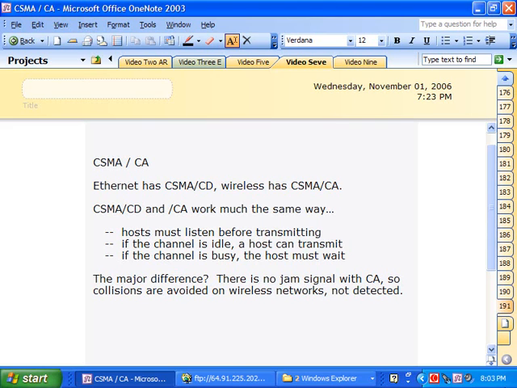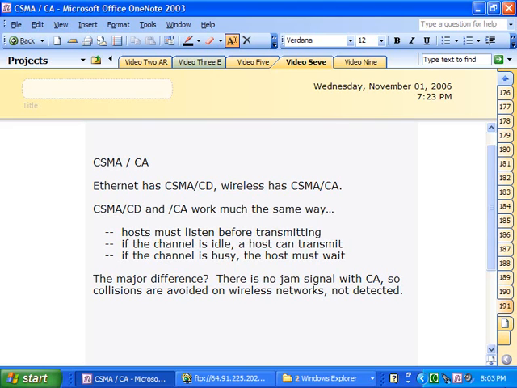CSMA/CA. Now, you may not be as familiar with this one as you are at this point with CSMA/CD, which is collision detection used by Ethernet. But wireless networks can use CSMA/CA, with the A standing for avoidance. Now, they work mostly the same way, and since they begin with CSMA, I'm just going to refer to them as CD and CA. They work much the same way. Hosts have to listen before they transmit. If the channel is idle, the host can transmit. If the channel is busy, the host has to wait. The major difference is that there is no jam signal on a wireless network. So collisions are avoided on wireless networks, but not detected.